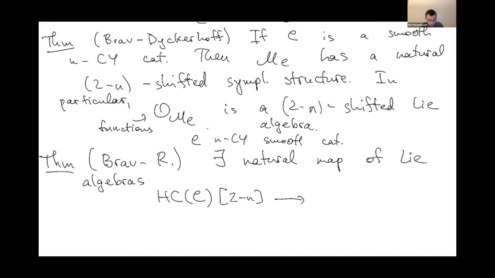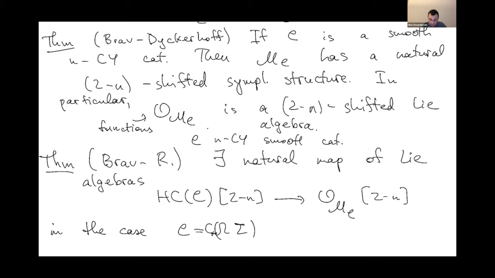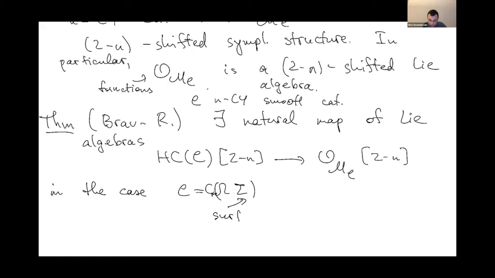And this maps to functions on this moduli space of objects, also shifted. Both of these are shifted, and both of these are Lie algebras, so there's a natural map of Lie algebras like this. In the case that C is equal to the chains on the loop space of sigma, where sigma is a surface, so n equals two, this enhances Goldman's theorem.